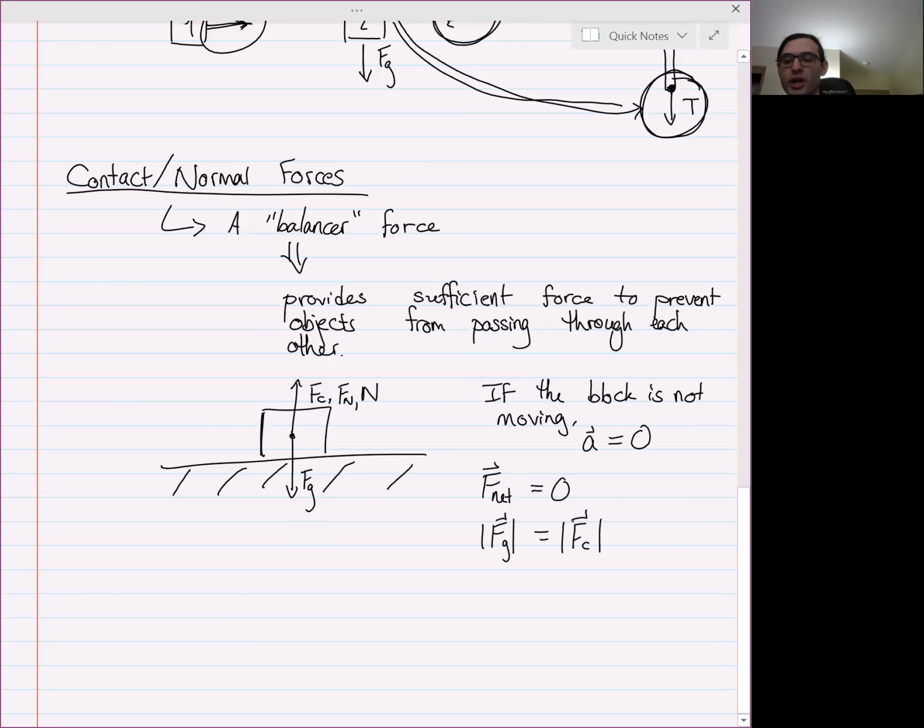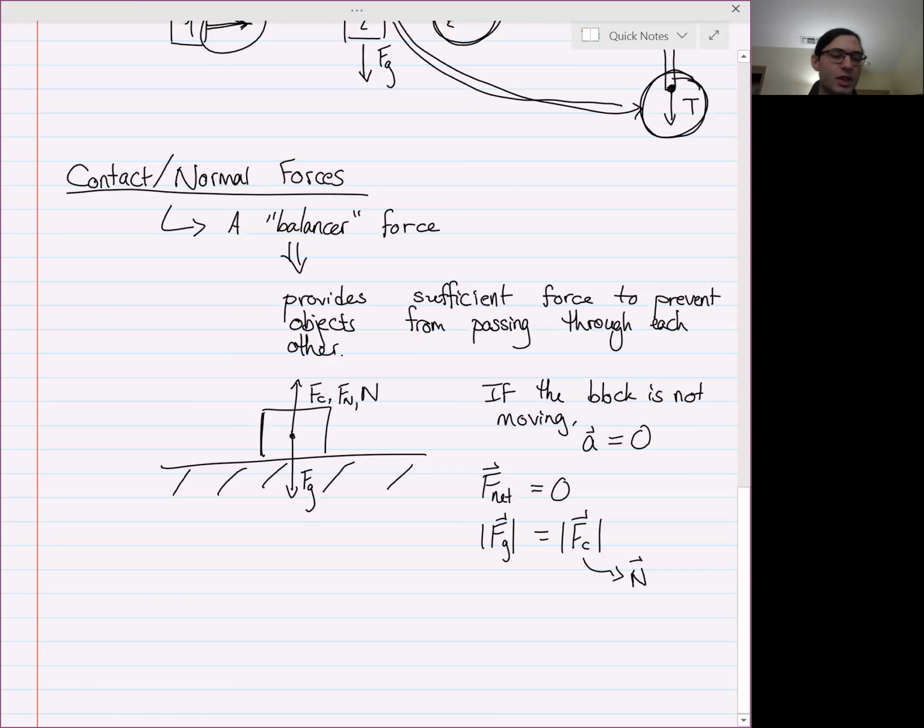Right? They have to be equal and opposite, otherwise there would be a net force. These are not third law force pairs, by the way. So the contact force is just there to make the acceleration whatever it should be, whatever we observe it to be. By the way, sometimes we might call this n as well.